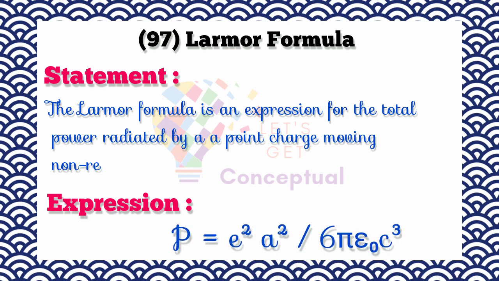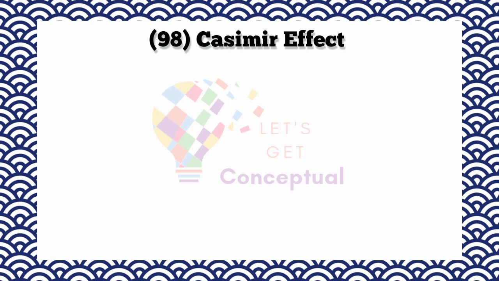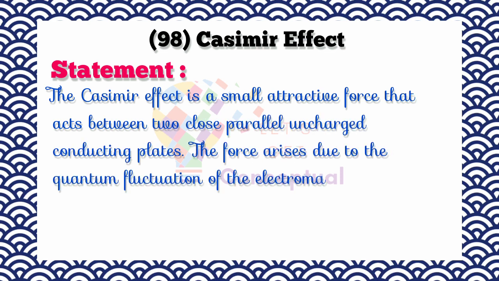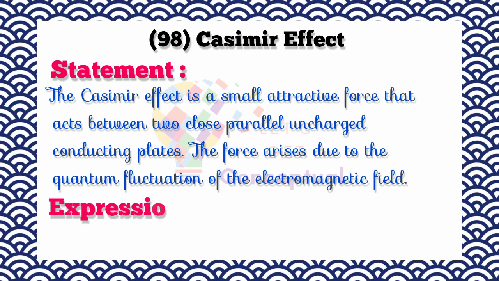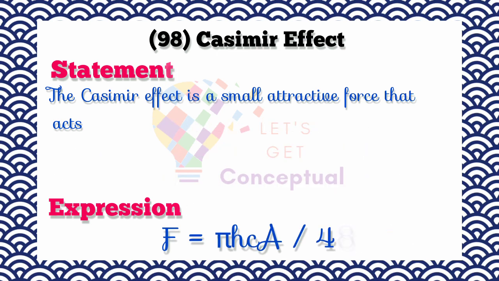Number 98. Casimir effect. Statement: the Casimir effect is a small attractive force that acts between two close parallel uncharged conducting plates. The force arises due to quantum fluctuation of the electromagnetic fields. Expression: F is equal to pi h c a divided by 480 L raised to power 4.